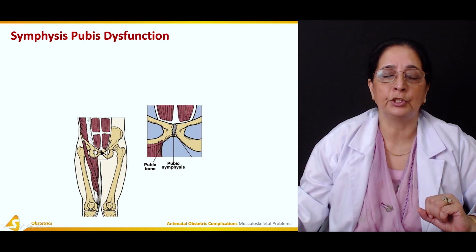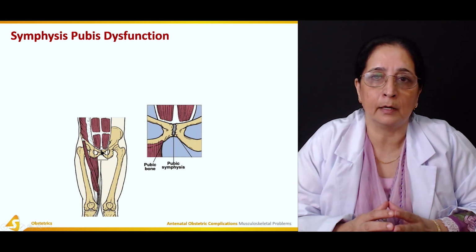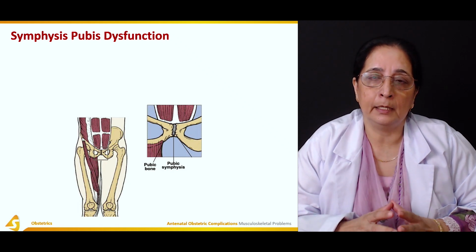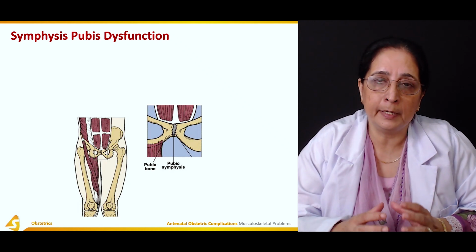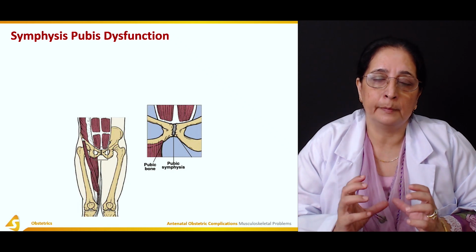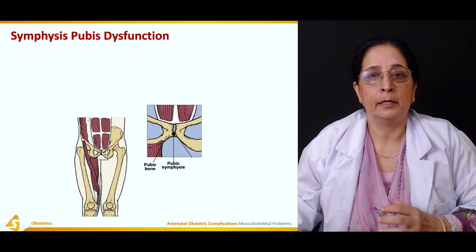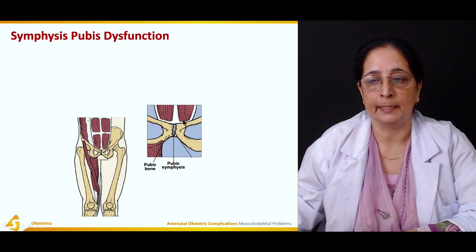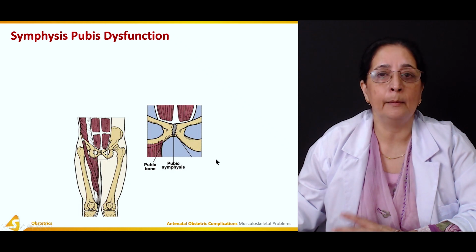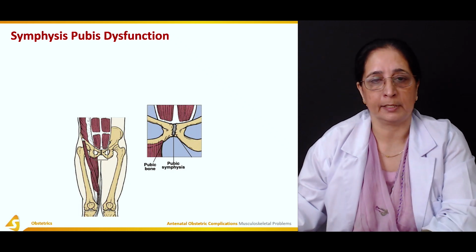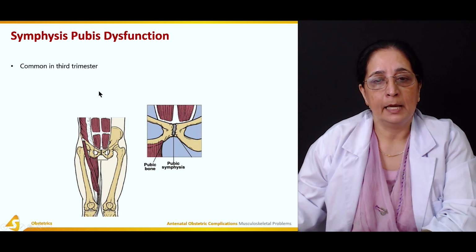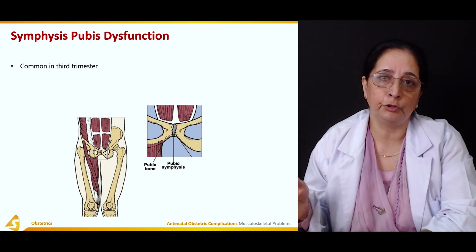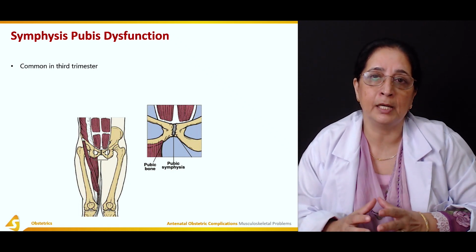This middle portion is a very important landmark in obstetrics. Once the head of the baby is out of this area, it means it's very easy now, and it can be delivered normally, vaginally. So the pubic symphysis is an important landmark in obstetrics. Dysfunction is common in the 3rd trimester. Pregnancy is divided into 3 trimesters, each of 3 months.